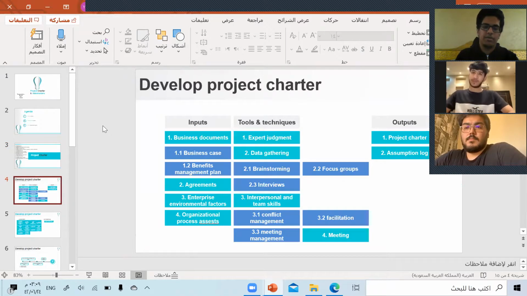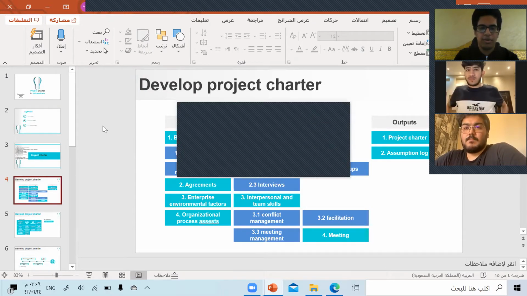In this slide, I'm going to talk about developing the project charter. We have inputs. We use tools and techniques. Then we get the outputs, which are the project charter and the assumption log. In the inputs, we have business documents. Under the business documents, there are the business case and the benefits management plan.